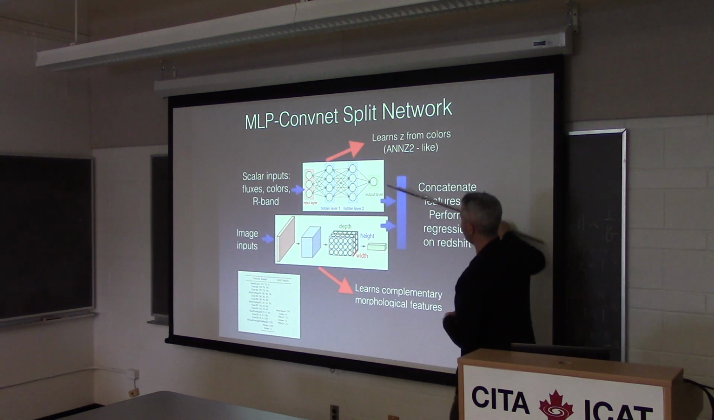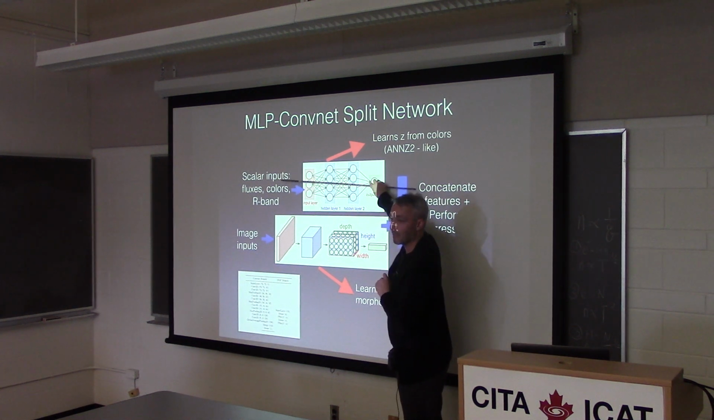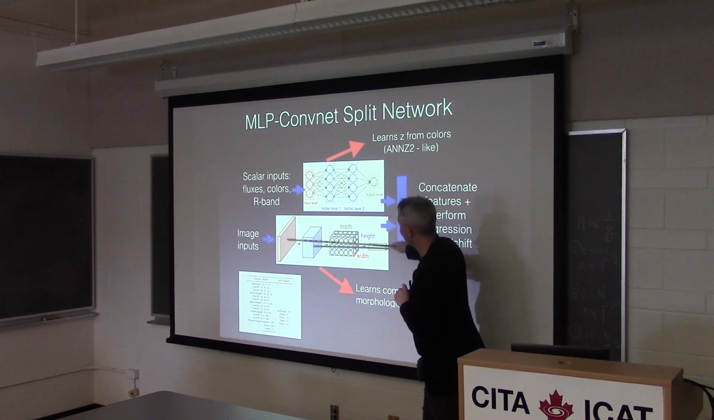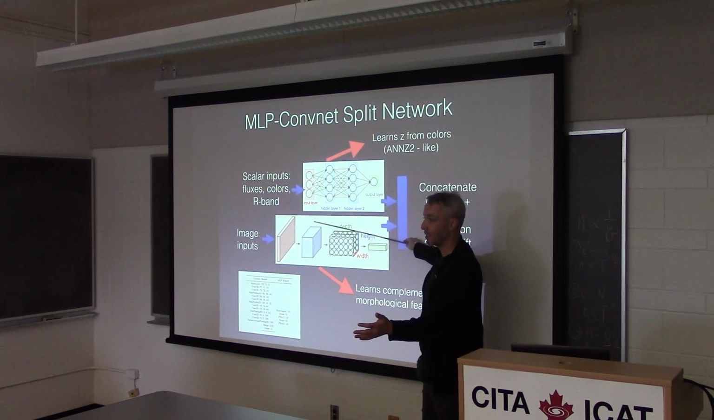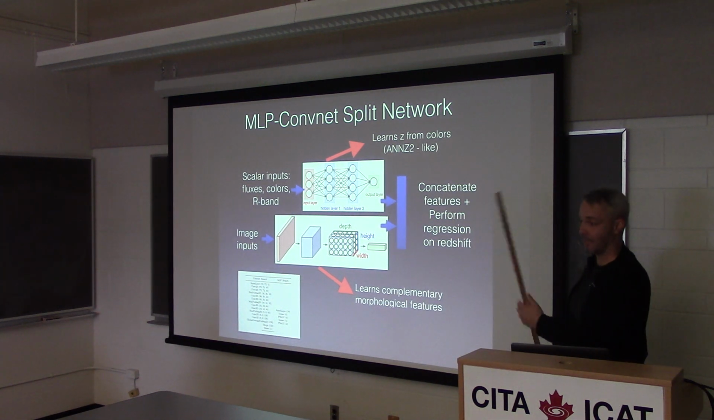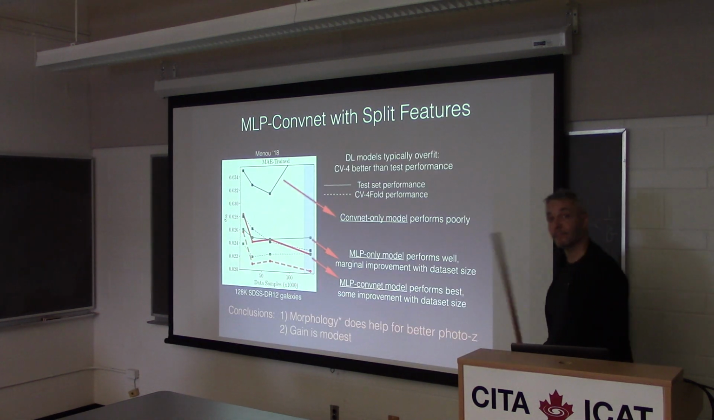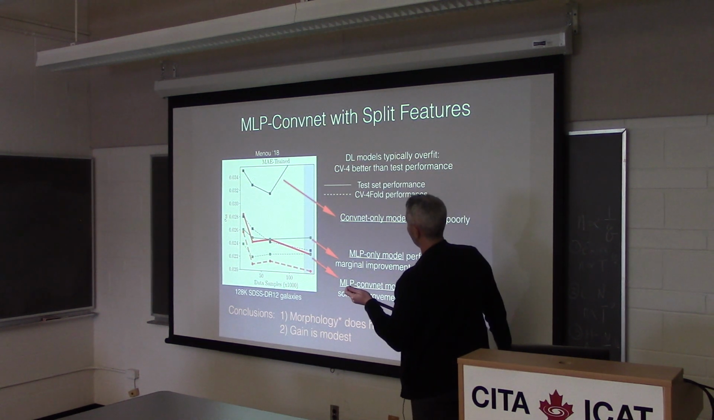So what I'm arguing is that it's able to learn in the standard way that astronomers are using now, and it can learn the complementary image features, which would typically be morphology, in that other branch. That is what this architecture permits. And so I'm going to skip the details on this in the interest of time.